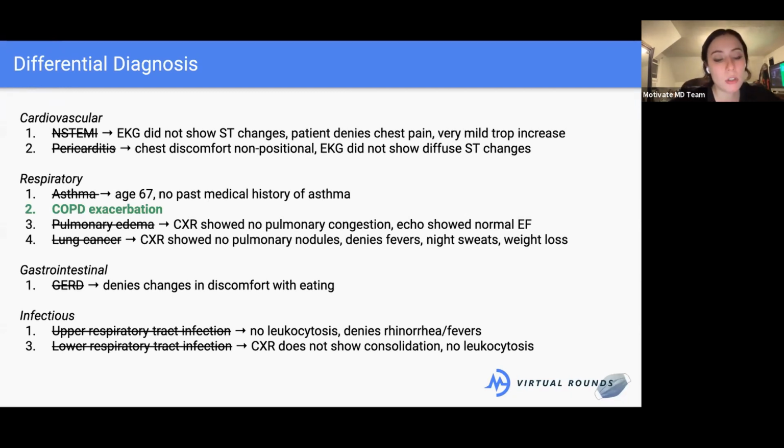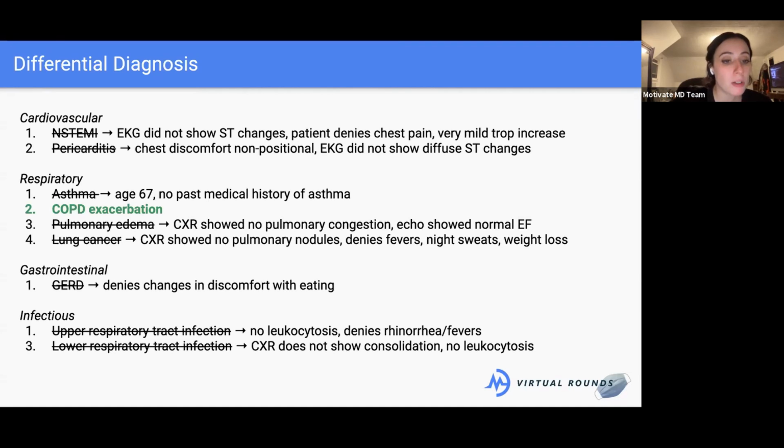As for pericarditis, we said that was inflammation of the lining around the heart. This type of disease has chest pain as well, but it changes with position. It's better when you're sitting up and leaning forward, and worse when you're laying down. The patient said there's really no position that changes his chest pain, and it wasn't better sitting up or laying back or anything. So we can cross that off. Also, you'd see diffuse ST changes with pericarditis, which the EKG did not show.